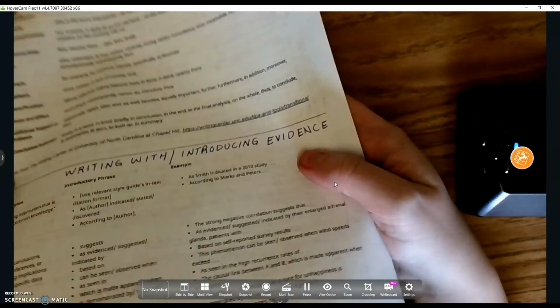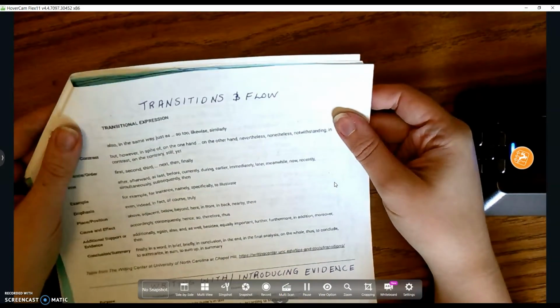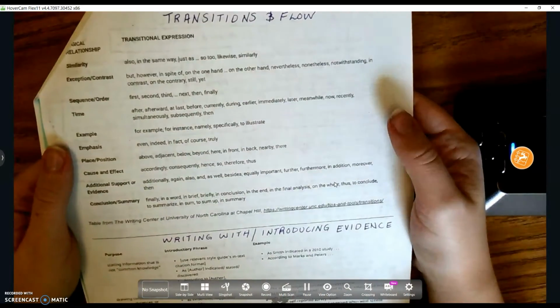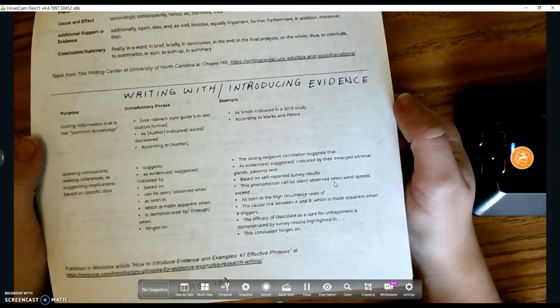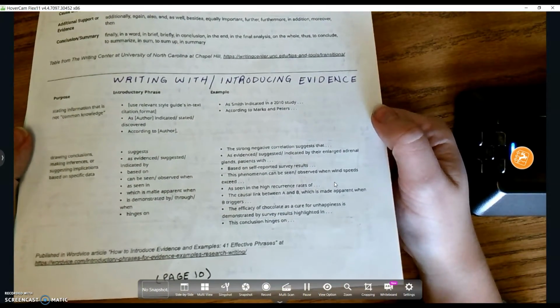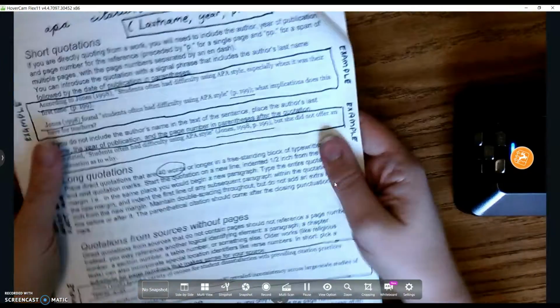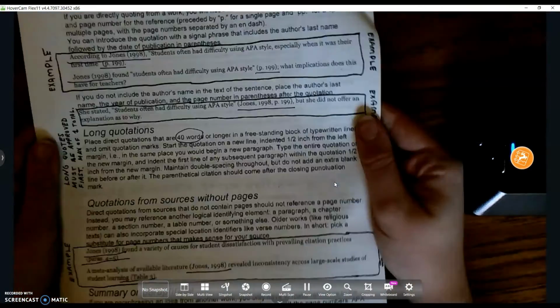I've also, on page 10, given you another resource. Here I've given you some transition words to help with your flow as you're writing. And additionally, I've given you some phrases to help you with introducing evidence. And again, remember this very last page is to help you with your citations.